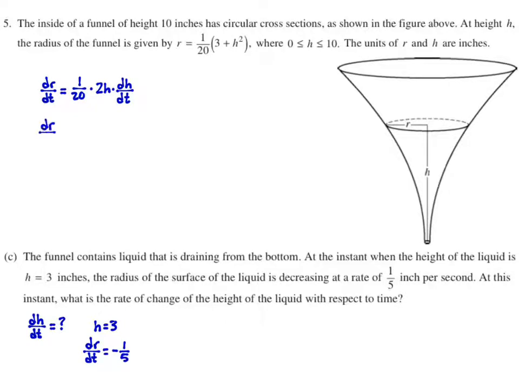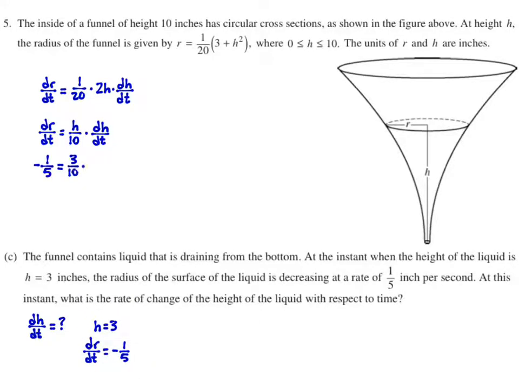I can simplify that just a little bit by getting rid of the 2 on top and the 20 on the bottom, reducing that to 1 over 10. Now, I am looking for dh/dt in this equation, so I've got to figure out what this is. In other words, I need to know what dr/dt is and what h is. And I have those two values here. Those were given, so I'm just going to plug those in here.